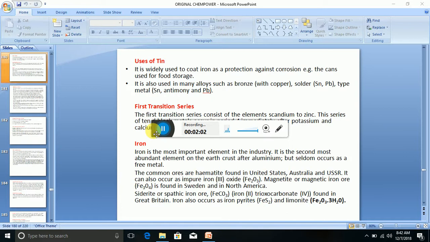Iron also occurs as iron pyrite, which is iron sulfur ore, and limonite.